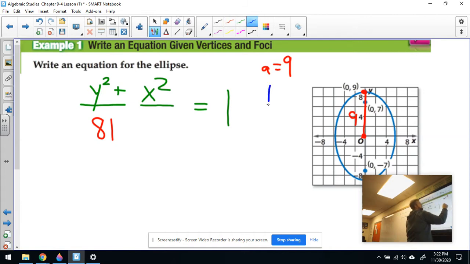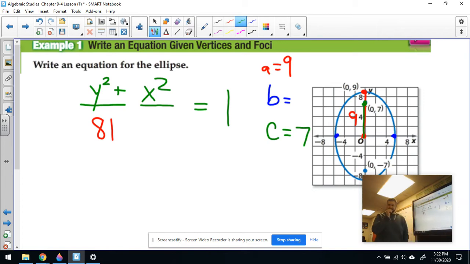Now, the next question is, what is b? Well, they don't tell us what b is. It's some value right here. They don't tell us how long the minor axis is, so we can't figure it out that way. But we do know that c, our foci, is 7 from the center. And so we said that we always had this formula: c squared is equal to a squared minus b squared. So let's set that up to figure out our missing value.